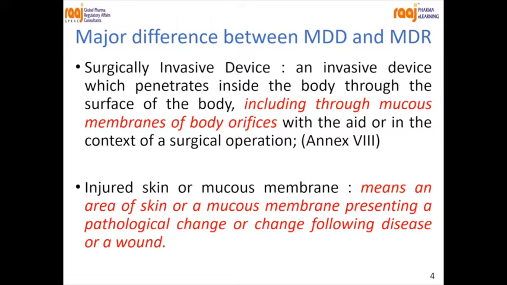Whereas injured skin or mucous membrane means an area of the skin or a mucous membrane presenting a pathological change or change following disease or a wound. I will give one example just to understand it in a better way. Suppose we apply a band-aid when we get injured, when we have a wound. The band-aid is applied through our skin, right? So injured skin or mucous membrane means an area of the skin or a mucous membrane presenting a pathological change.